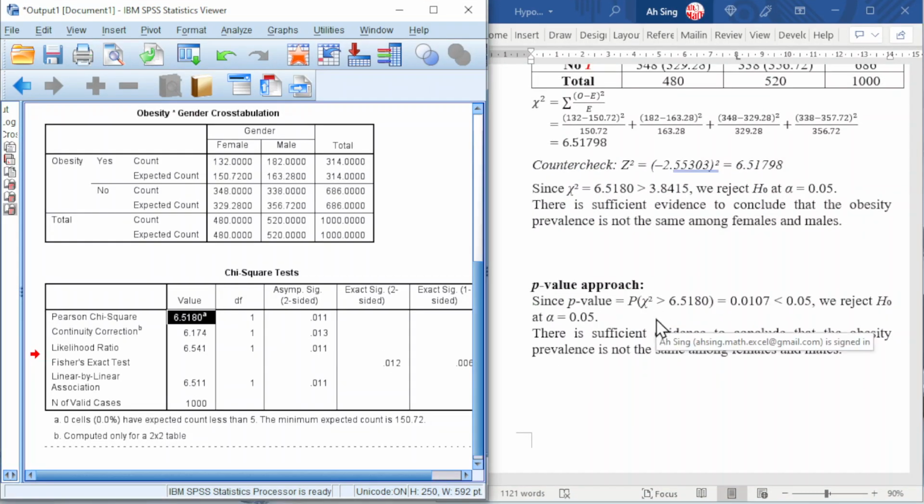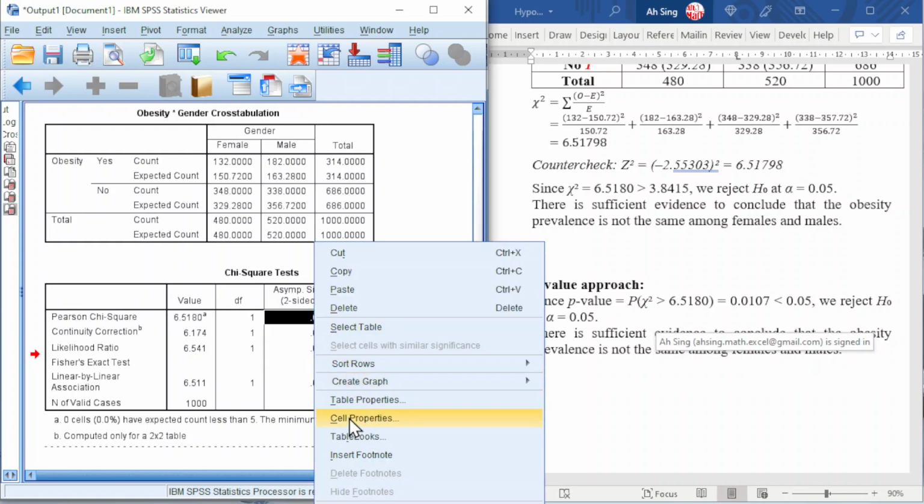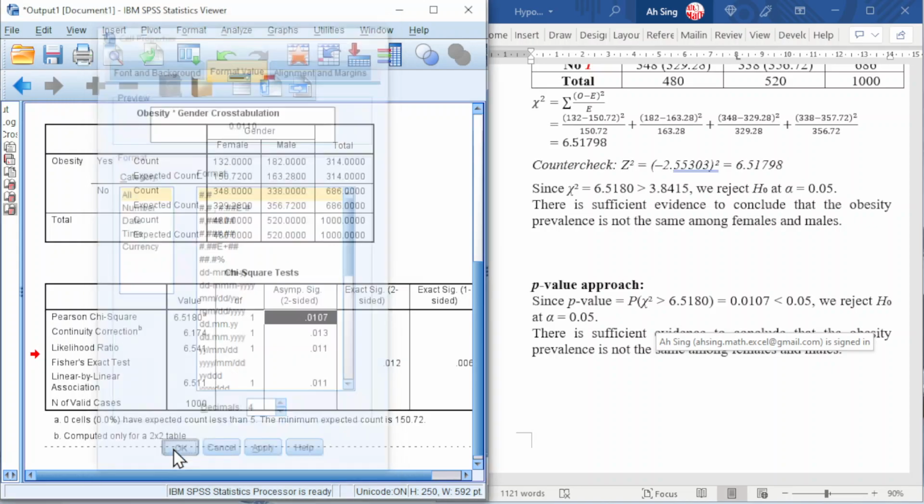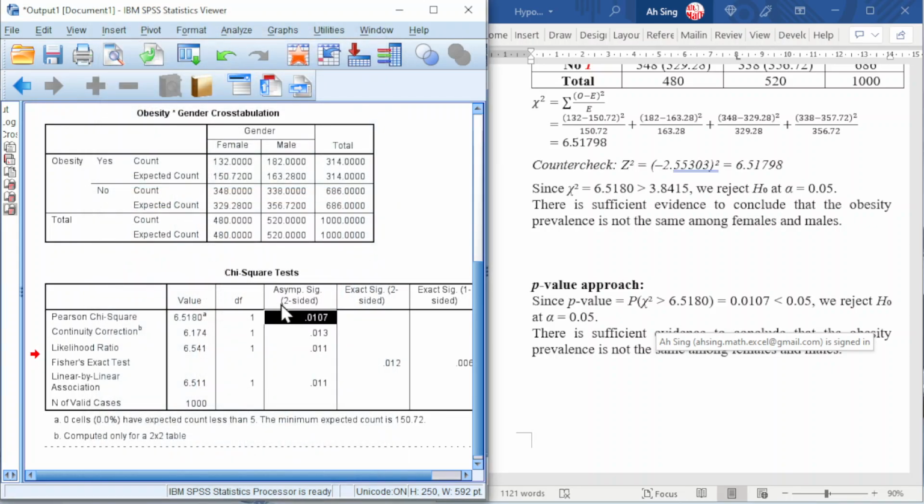And for the p-value approach, also right-click the number, cell properties, go to format value and increase the decimal point if needed. Although stated clearly, this is two-sided. We should always bear in mind that the value computed under Pearson chi-square is only for one tail, which is the value that we need here.